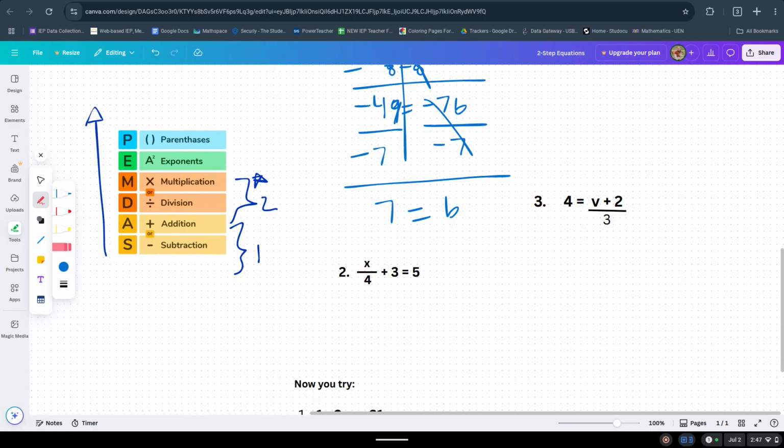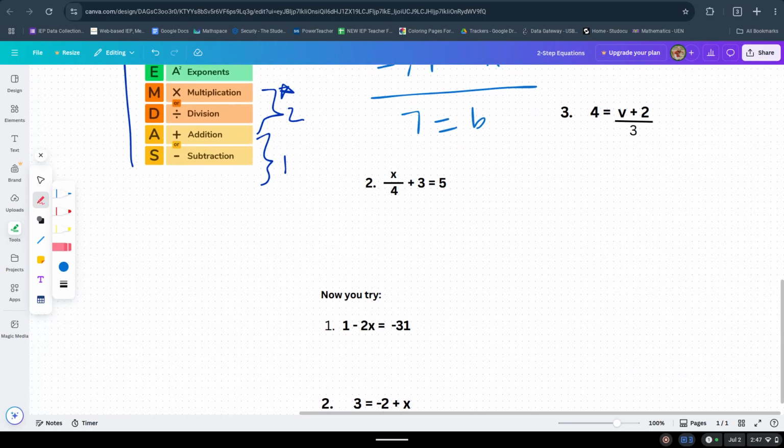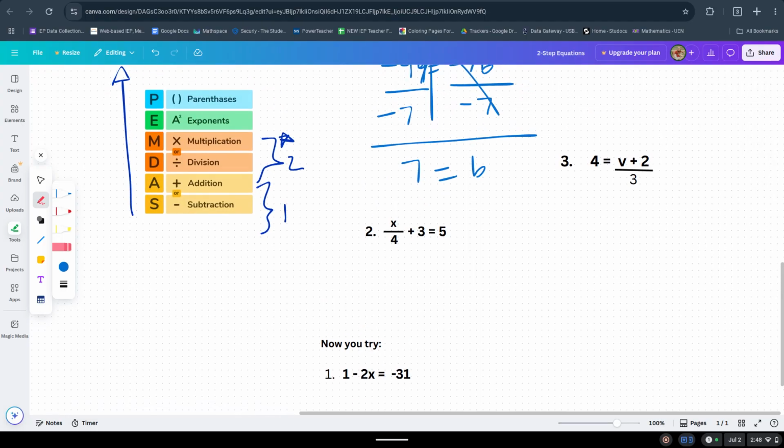Let's look at the next example and see if you guys can tell me what we need to do. Let's first start off by labeling what thing needs to happen first. So following SADMAP, what do we have going on here? Let's look at the numbers that we have. We have a 3 and a 4. Which one should we take care of first?